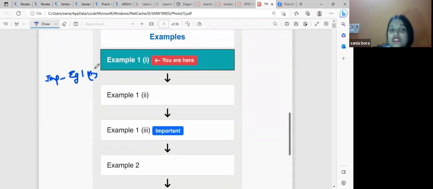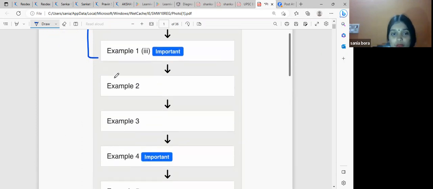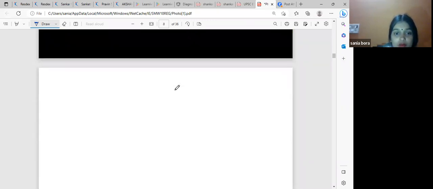Okay, so we are done with example number 1. I hope the concept of this chapter is clear to you: what is natural number, what is whole number, what is rational and irrational, right? Now we will be doing example number 2. So let's quickly move to example number 2.